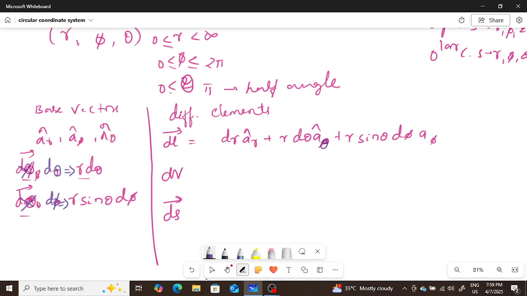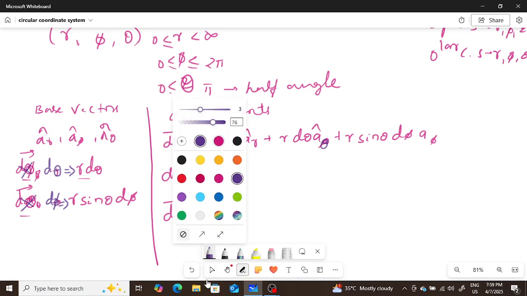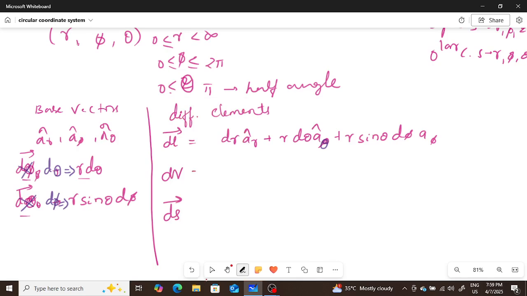Next is volume. Volume is the multiplication of all three differential elements. So dr is as it is, next is r d theta, and the next one is r sin theta d phi. So you can write it as r square sin theta dr d theta d phi.